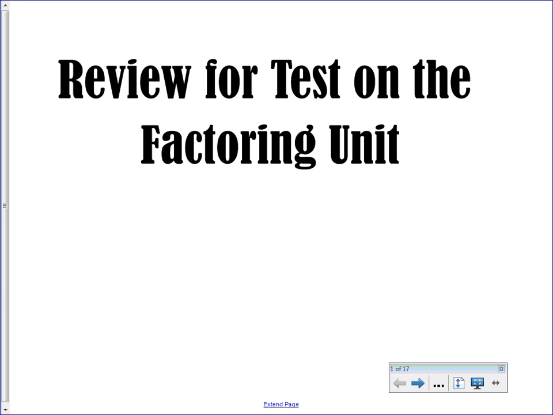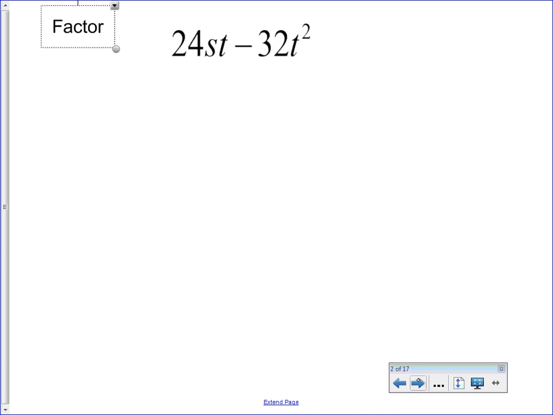All right, welcome to the test review on factoring. Let's get right into it and attempt the first problem. So the first problem is 24st minus 32t squared.